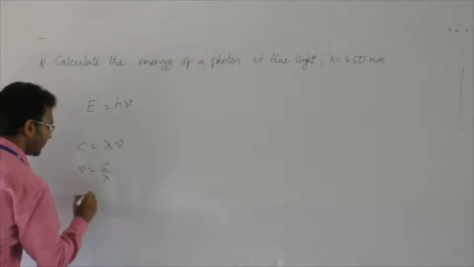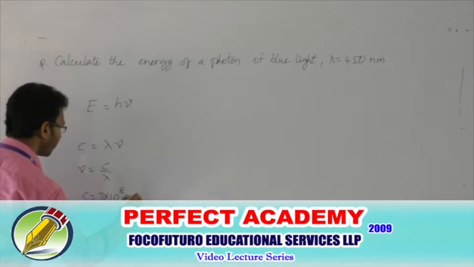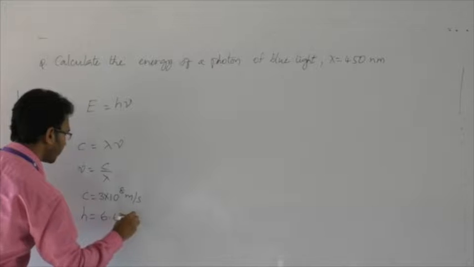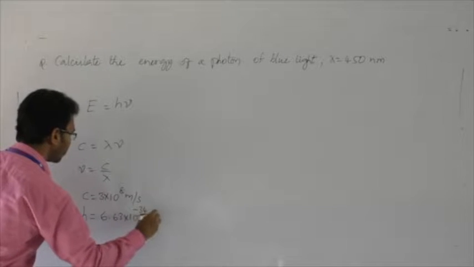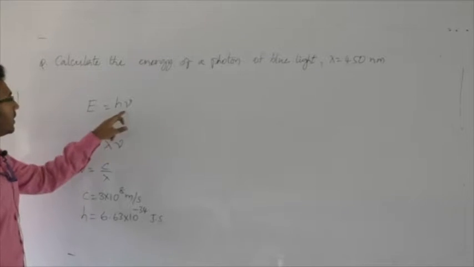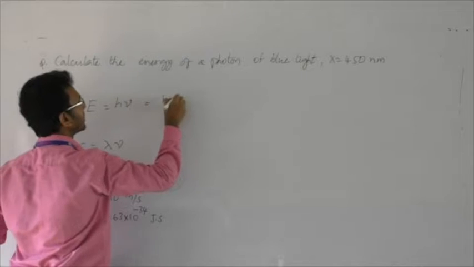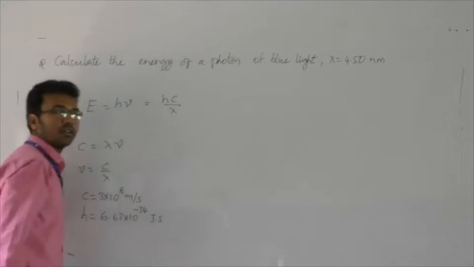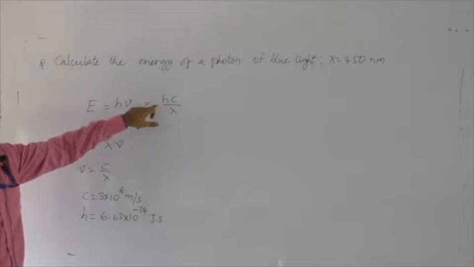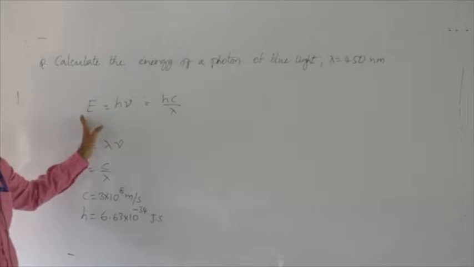What is c? c is 3 into 10 power 8 meters per second. Planck's constant is 6.63 into 10 power minus 34 joule seconds. So these two values we know. So you can replace frequency by c by lambda. Put the value of lambda, then put the value of c and h, substitute these values and simplify, and we will get the value for energy.